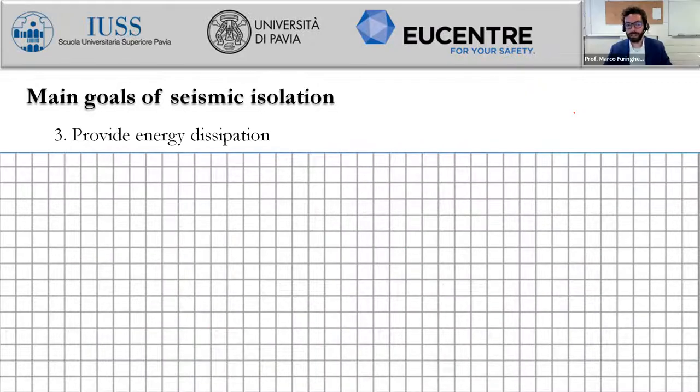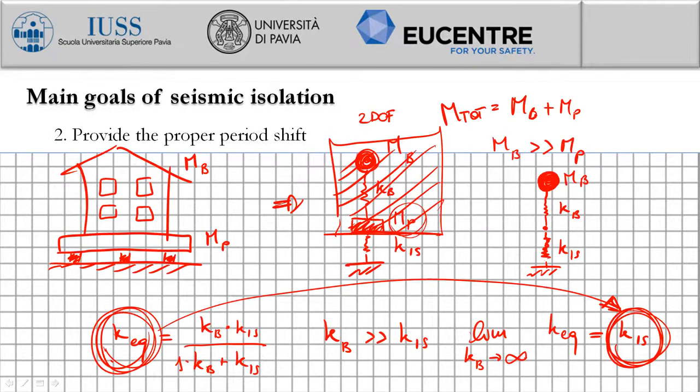Now, let's discuss about the... Yes, there is a question. Sorry. Yes. Can you please just repeat how you derived K equivalent equal to K isolator? Yeah. Just the final part of this infinity.